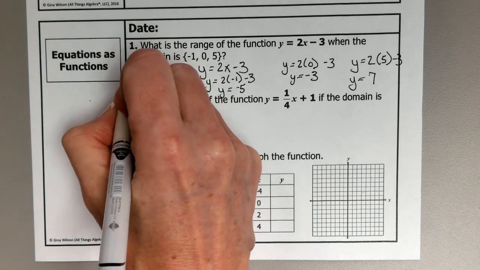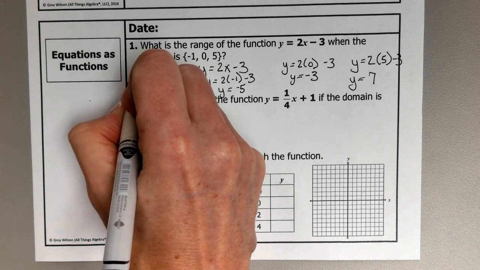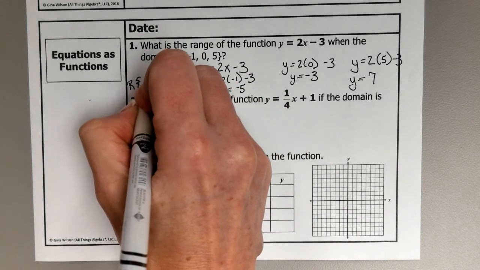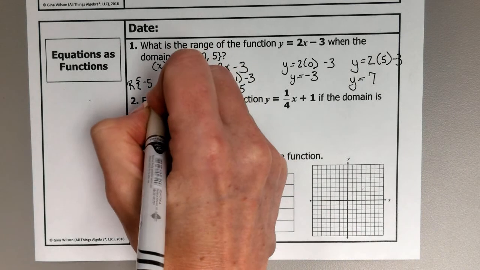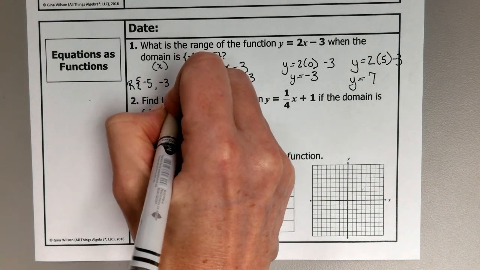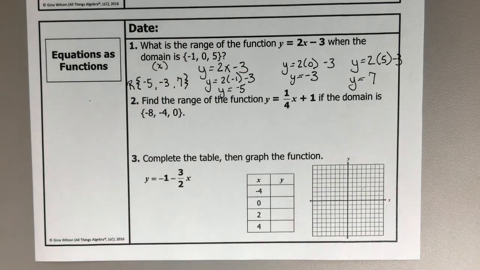So my range is -5, -3, and 7. Okay, that's all you have to do.